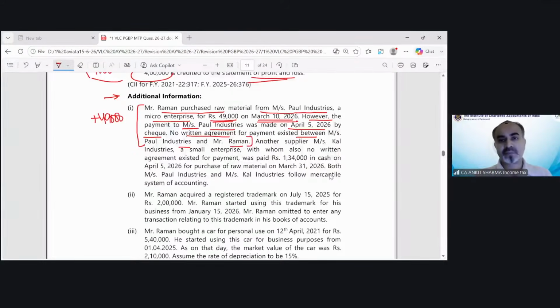The next is another supplier, Messrs. Carl Industry, a small enterprise, with whom also no agreement existed for payment. Payment of 1,34,000 was made in cash on April 5, 26 for the purchase of raw material on 31st March 26. Both Paul and Carl Industry follow the mercantile system of accounting. Now, can anyone tell me that under section 43BH, in this case, any disallowance is required or not?